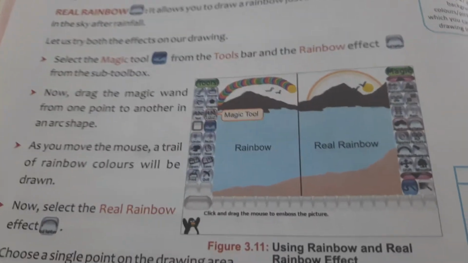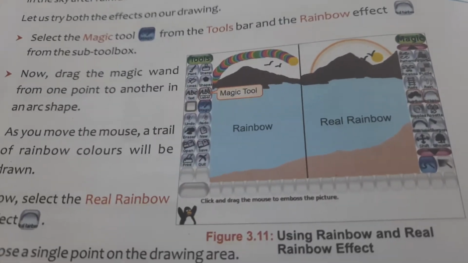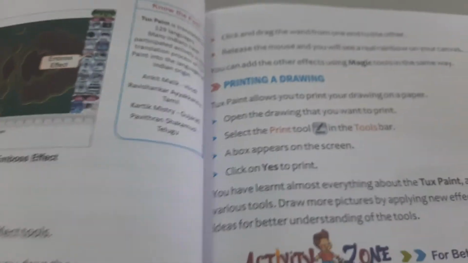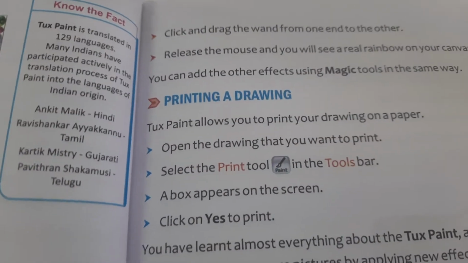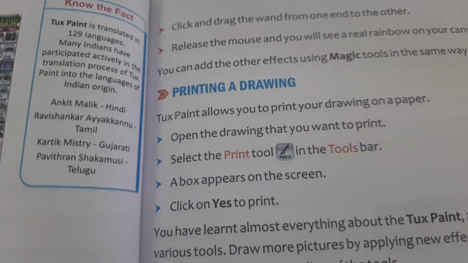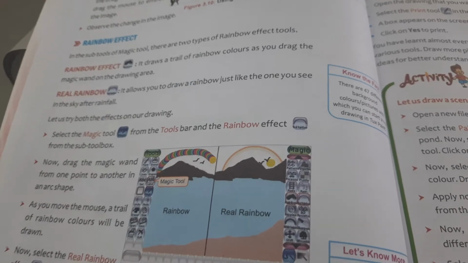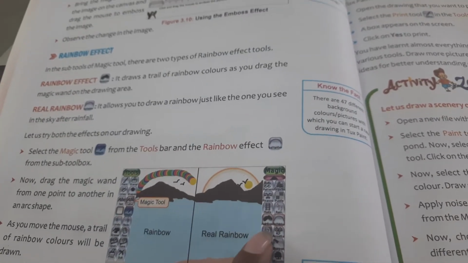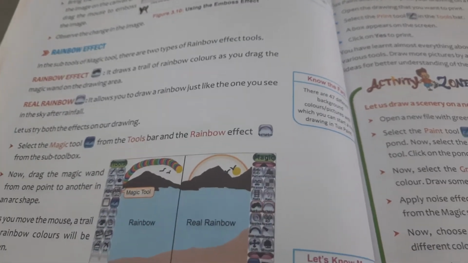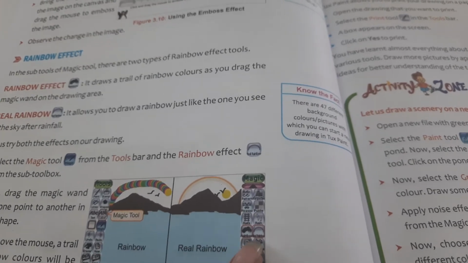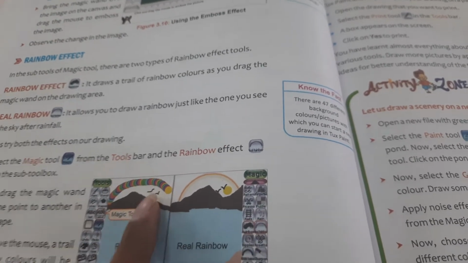Okay, so choose a single point on the drawing area and click and drag the wand from one end to another. Release the mouse and you will see a real rainbow, as I told you, like this. So the same process, you just have to select either rainbow effect or real rainbow. When you choose the rainbow, it will be like this, and when you choose the real rainbow, it will be like this.